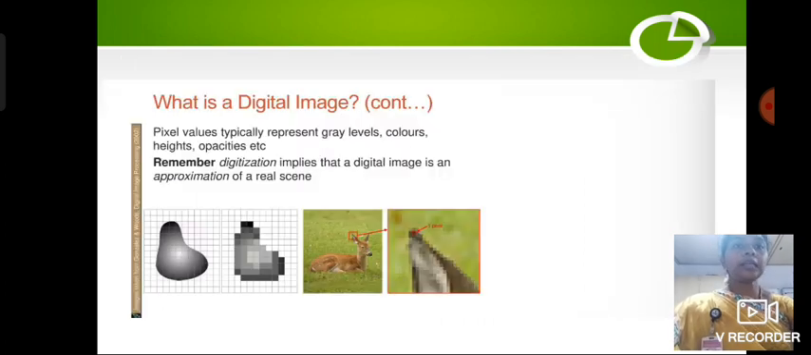These picture element values typically represent the gray levels of the image, or the colors, or the height, or the opacity, etc. We want to remember that digitalization implies that the digital image is an approximation of the real scene. So digital images give good accuracy, and this accuracy can be seen in digital photos.